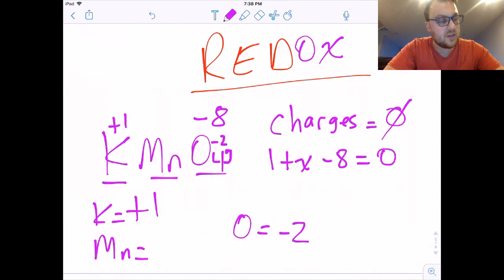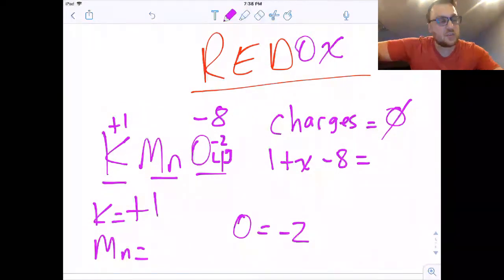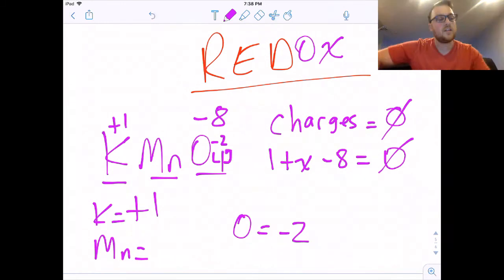Well, if you check Mn's charges, your only options were 2, 3, 5, and 7. And doing a quick little math in my head, if I put in a 7 here for x, 1 plus 7 is 8. 8 minus 8 is 0. So Mn is +7.